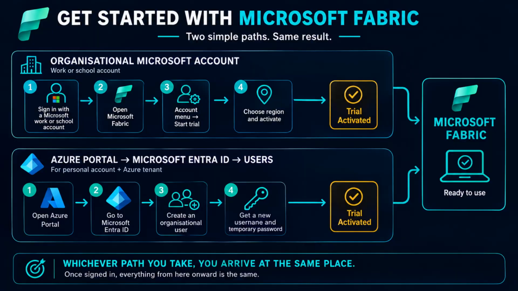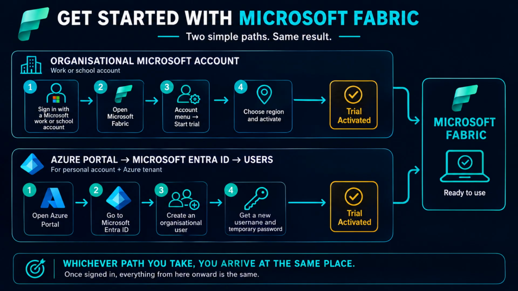Fabric expects an organizational Microsoft identity. So normally, you'll sign in with a work or school-style Microsoft account rather than a standard personal Gmail or Outlook account. If you already have one, that's the easiest route. Just sign into Fabric. From the Account menu, I can start the Fabric trial, choose a region, and activate it. And for most people with an organizational account, that's really all there is to it.